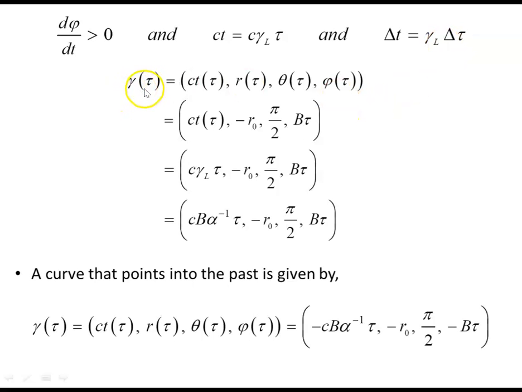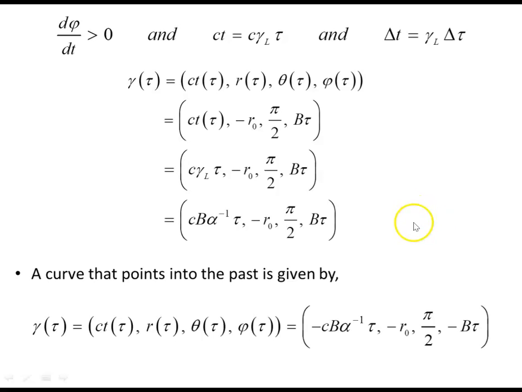Our curve gamma, the green one on the previous slide, was given in this form. We could write that as this. Remember, it's φ fixed minus r0. It occurs in the equatorial plane, so θ is π/2, constant, and then b times τ. Okay, here we go. We can write that in these various forms. Again, the subject of the previous video.